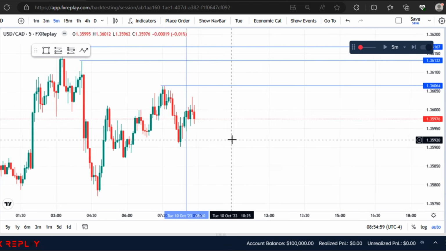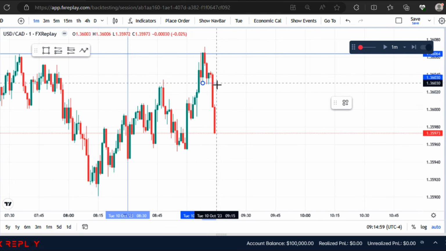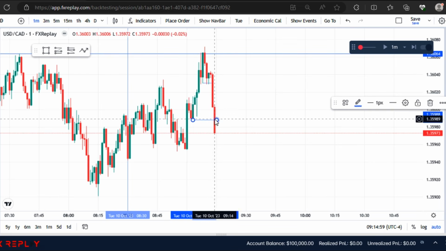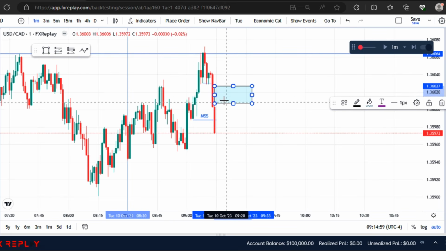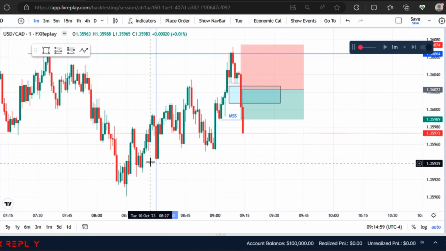Soon after 8:30 a.m., price went and took that liquidity and displaced in the opposite direction, creating a market structure shift and fair value gap. I'll place a limit order on that fair value gap. Stop loss will be above this recent high. Make sure to give it a little breathing room.